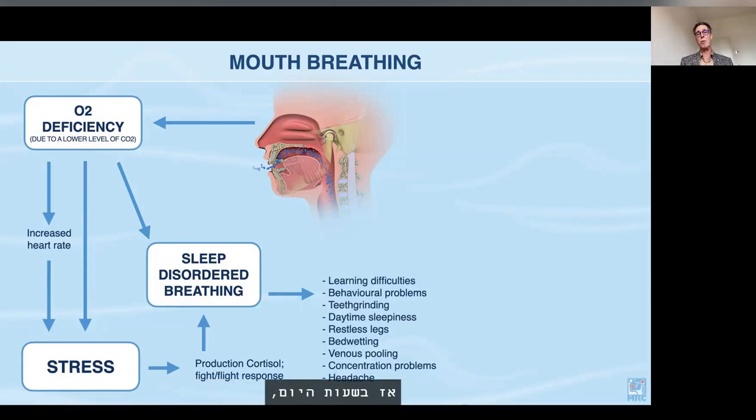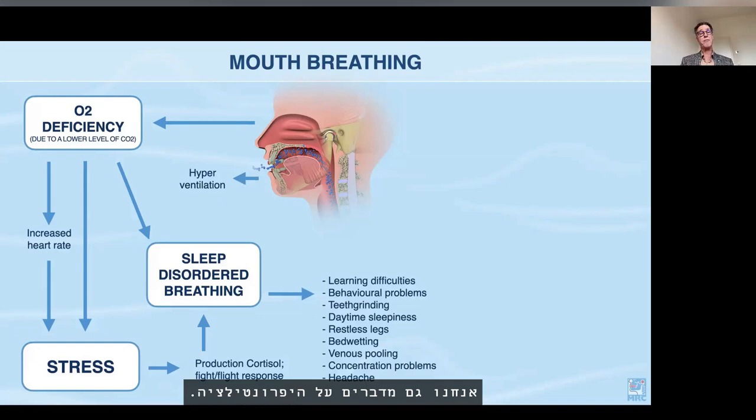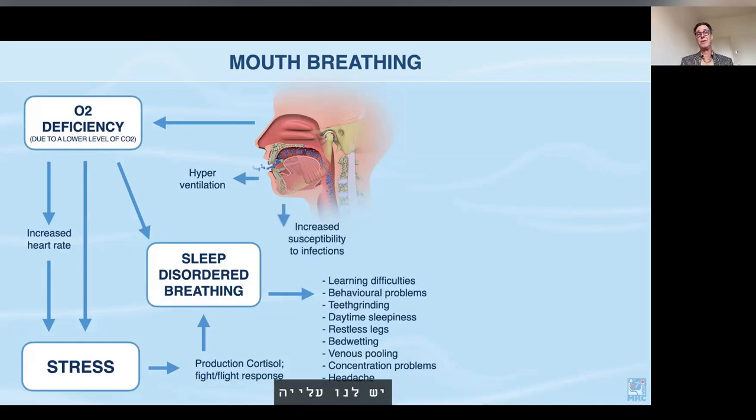So during daytime, we will see learning difficulties, behavioral problems, teeth grinding, daytime sleepiness, restless legs, bedwetting, venous pooling, concentration problems, and headaches, all related to the poor quality of sleep. We also talk about hyperventilation when we have a mouth breathing patient. We have an increased susceptibility of infections. We have increased allergic risks, and we talk about asthma as well.